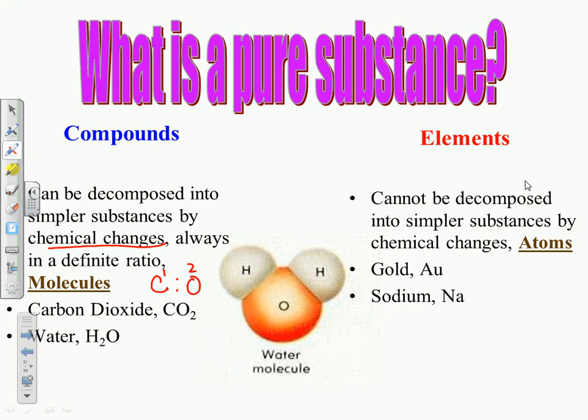Elements are things that cannot be decomposed at all because they are the simplest substances. So they cannot be decomposed by chemical changes because they're already the simplest that it gets. Atoms or elements are simply atoms of the same element. So any gold atom would be considered a gold element. Any sodium atom would be considered a sodium element. Again, those two words mean the same thing.